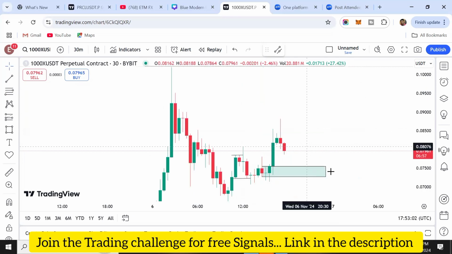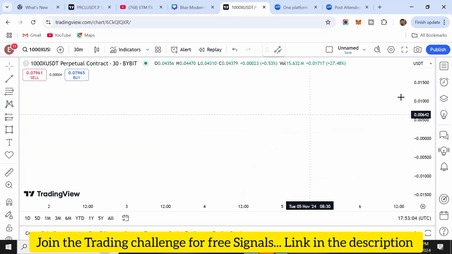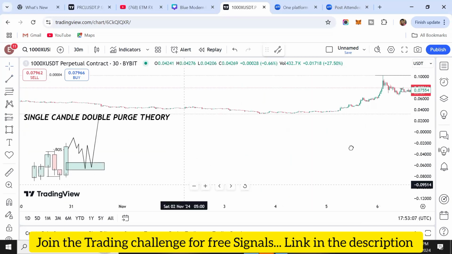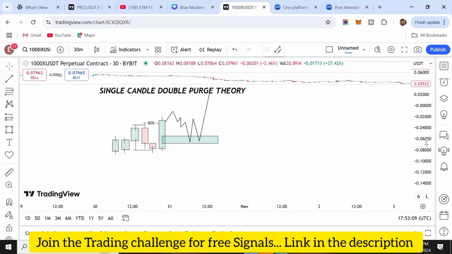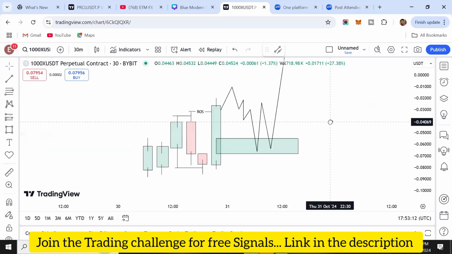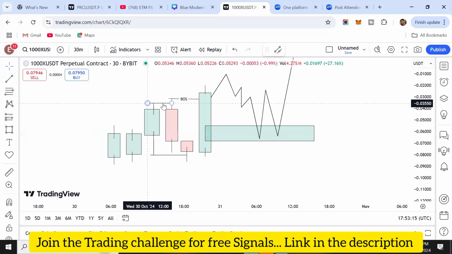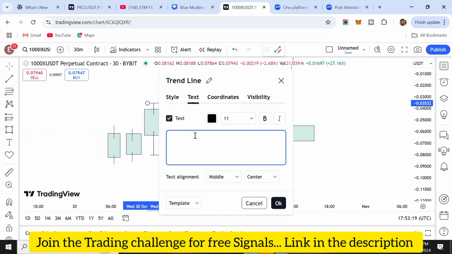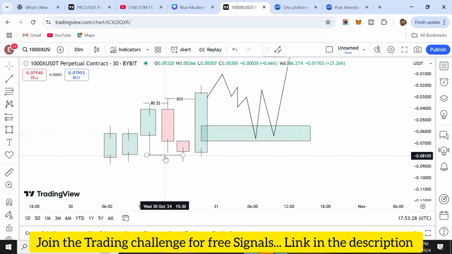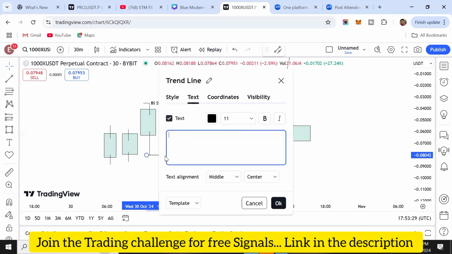But let's go back again to that illustration I made. You see? Let's call this buy side, BS, buy side liquidity. Let's just call this one sell side liquidity.